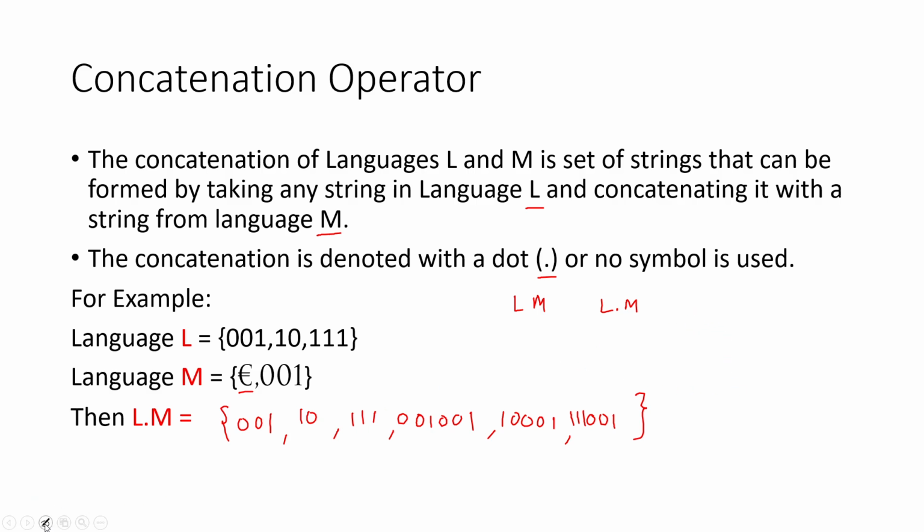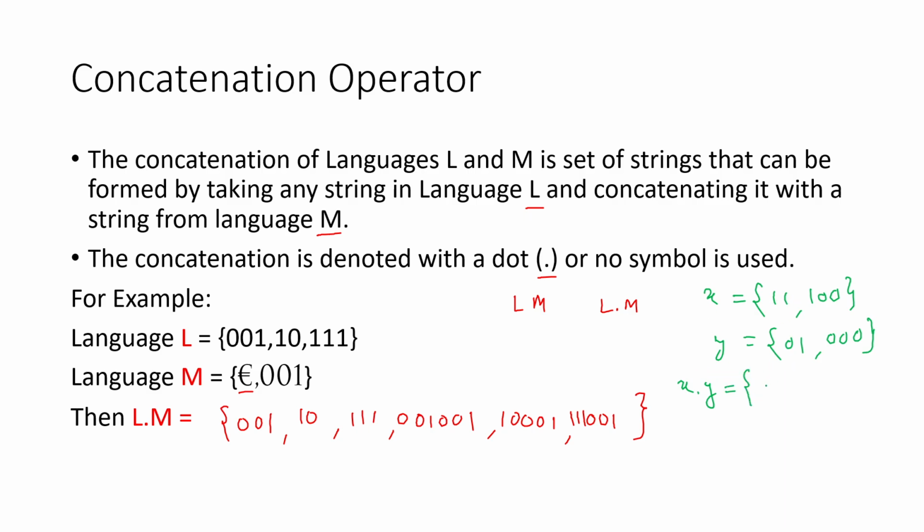Let's try. Let's just change the color. Let's say we'll use color green over here. So let's say we have language X over here. Language X has 11 and 100. And language Y we have 01 and 000. Now what is X dot Y? That is, what is the concatenation of these two languages? So we have this set over here.